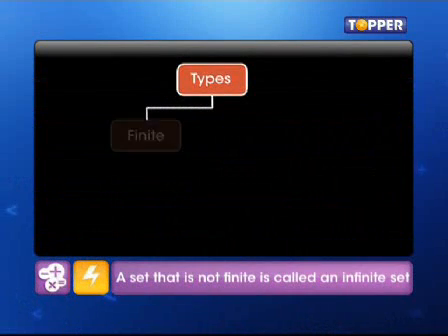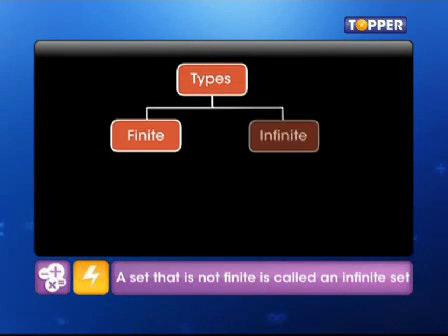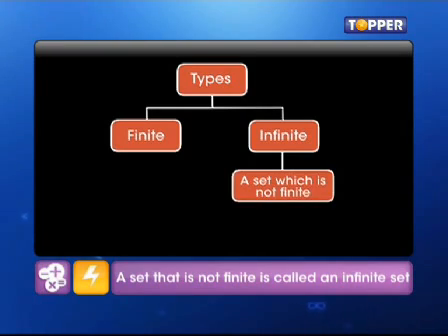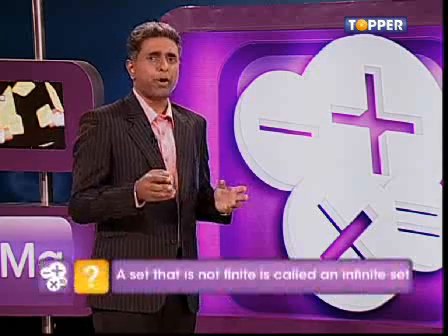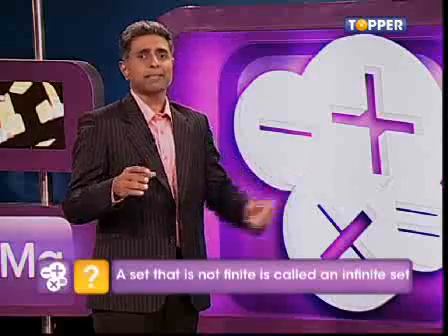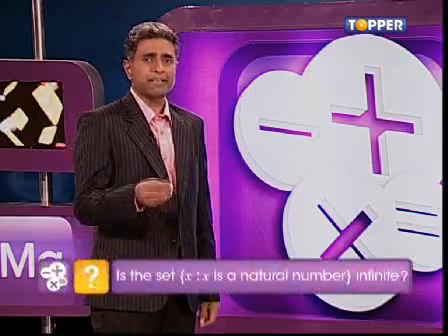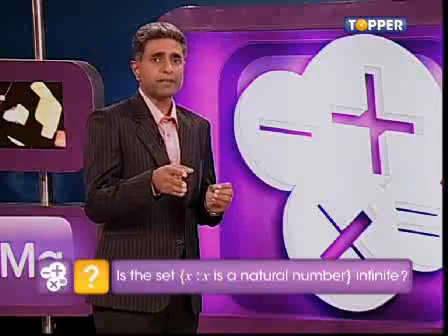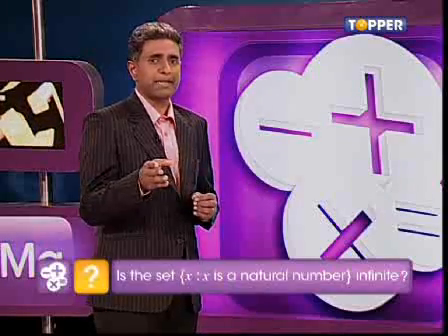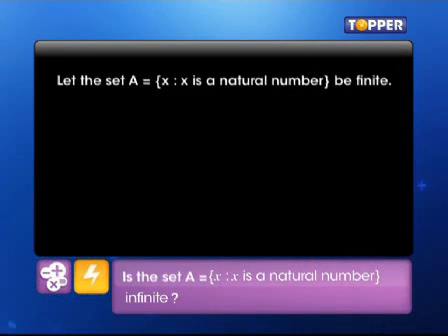A set that is not finite, you guessed it, is called an infinite set. The set of points on a line segment is an infinite set as the number of points between the ends of the segment is not definite. So would you say the set X such that X is a natural number is infinite? Well, if you want the right answer, you would say yes, as there are infinite natural numbers.